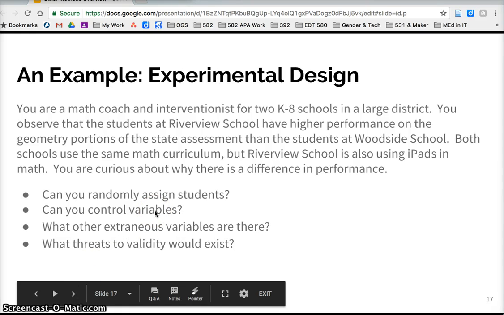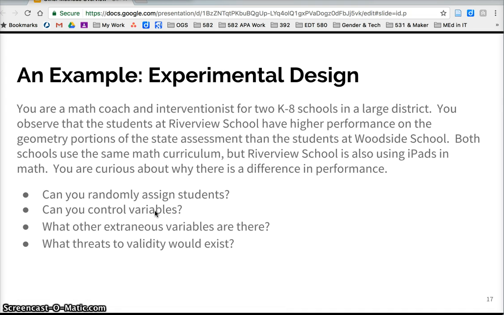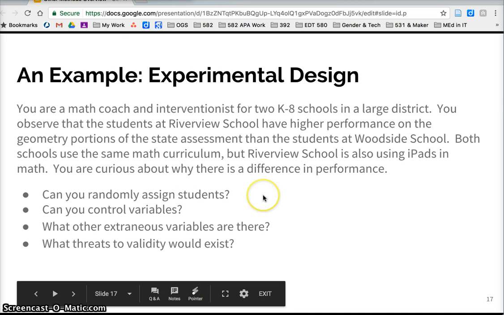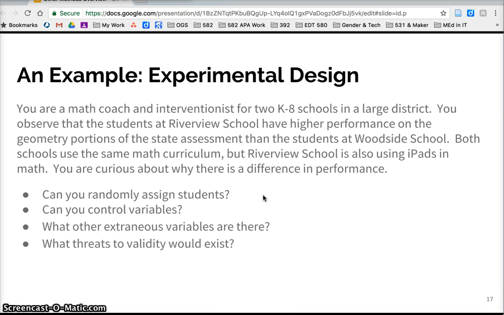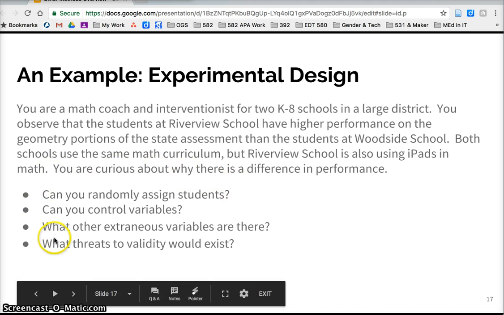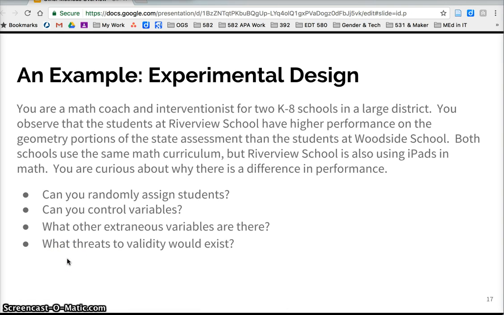And if we were to take this same example of being a math coach and looking at an experimental design, the closest that we could maybe do is to try an implementation of iPads at the Woodside School to see what happens. But the big challenge here is, can you truly randomly assign students? What if all the students from a lower income neighborhood happen to be the students at Woodside School? And so it really has nothing to do with the iPads. It has to do with the difference of socioeconomic standing and other variables.